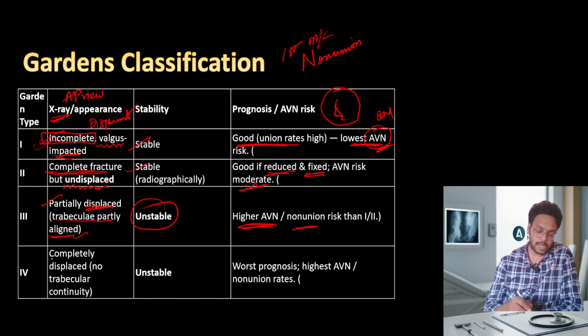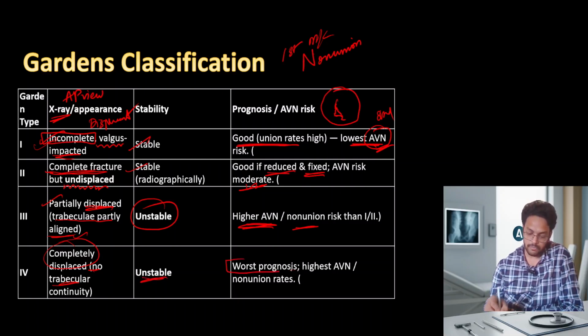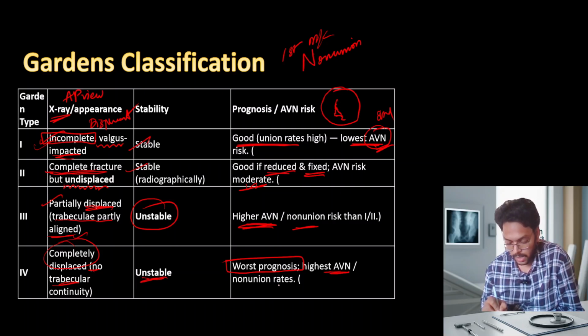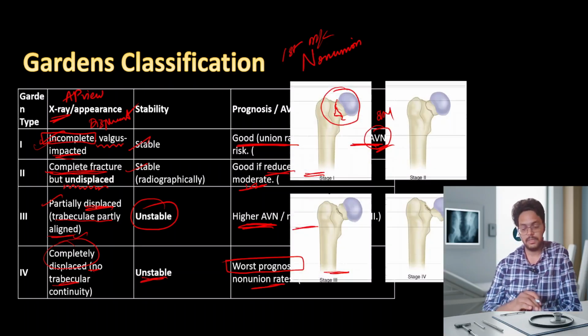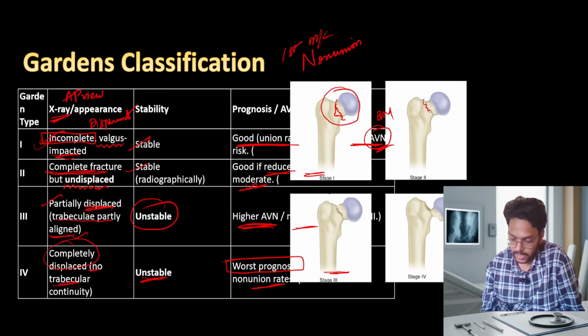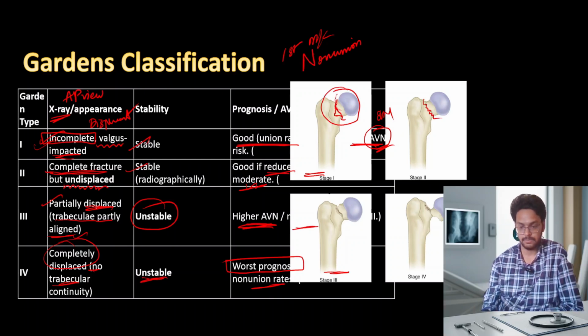Then type 4 is completely displaced and no trabeculae are in continuity with each other. This is also an unstable fracture and has the worst prognosis because of higher AVN and non-union rates. So as you can see in the images, here it's an undisplaced but complete fracture. Here, type 1, there is an incomplete fracture.